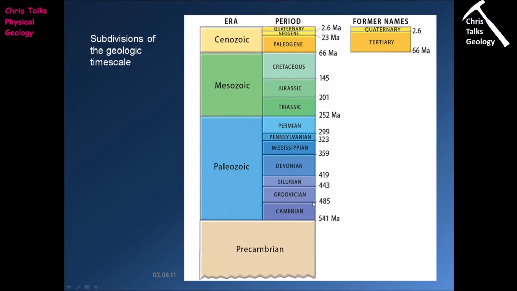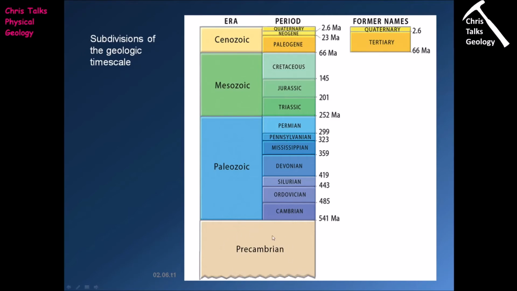And you can see that, of course, we have set boundaries which separate out each of these periods. And once again, these boundaries are based on the fossil record. So as you transition across one of these boundaries, you are going to see certain key fossils either appear or disappear from the rock record. Now, there's a few things that should be pointed out.